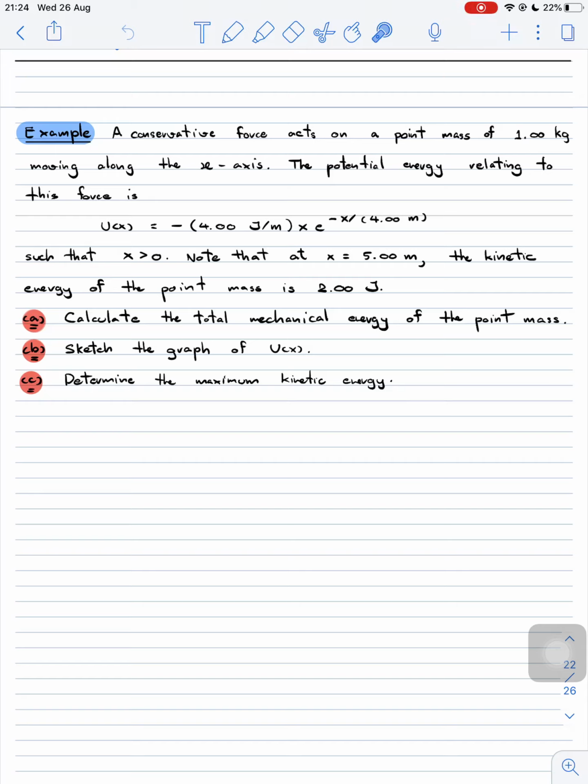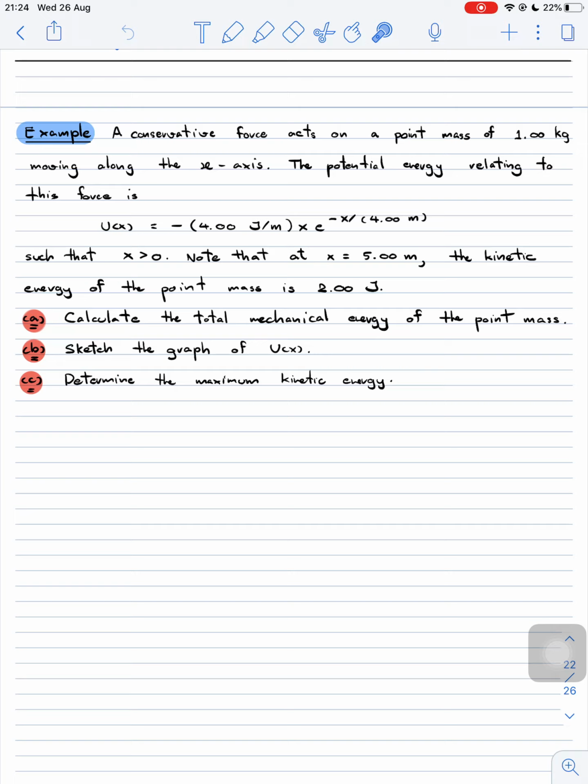Let's consider another example. A conservative force acts on a point mass. We have a point mass of 1 kilogram moving along the x-axis, so this is one-dimensional motion. The potential energy relating to this force is given by this function, such that x must be greater than 0. So x is always positive.